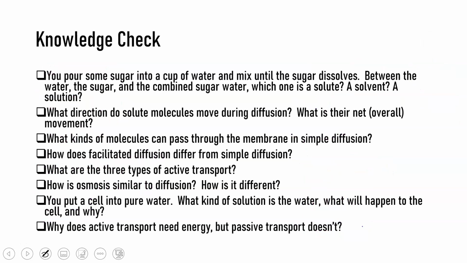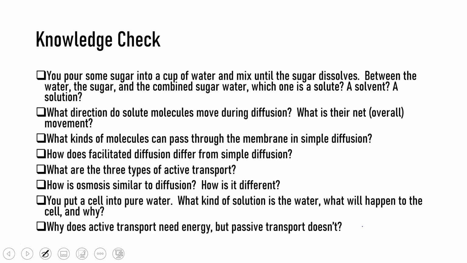So for your knowledge check, let me be upfront. It took me until I had to teach about osmosis in order to understand it. So know that this is a confusing concept. If you're not understanding it, that is totally fine. Please ask questions. But this is our knowledge check. This is what you should be able to answer, okay?